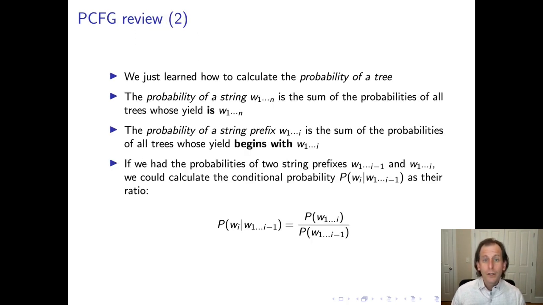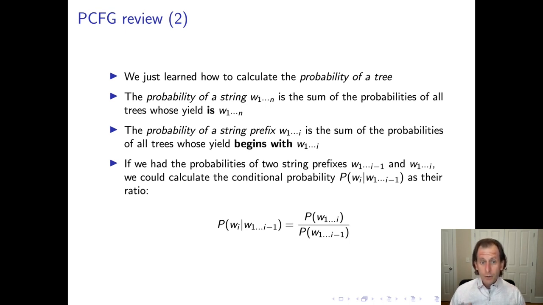Now, we learned just now how to calculate the probability of a tree. It's also useful to talk about the probability of a string. That is, how probable does a grammar make a string in the language? That probability is just the sum of the probabilities of all the trees whose yield, that is the left-to-right sequence read off of the leaves, of the terminals that are generated, is identical to the string.